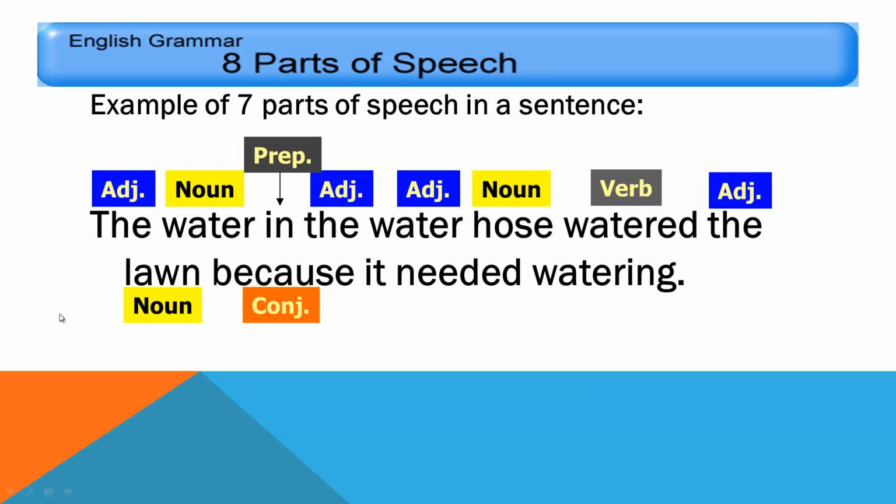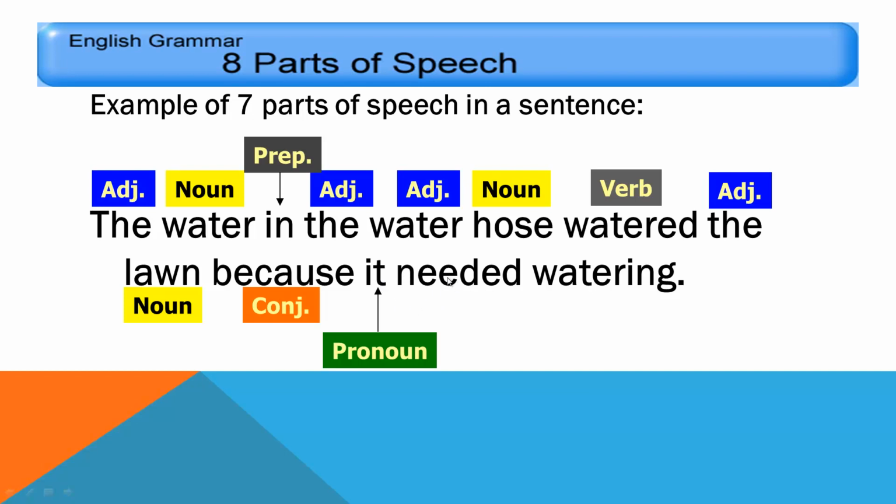Now, it seems kind of like a noun. It's referring really to that lawn, but we don't want to refer to the lawn by saying "because the lawn needed watering." We don't want to say lawn again. I don't know why exactly. It just doesn't seem right. So I'm going to say that it, because it still means the lawn, must be a pronoun.